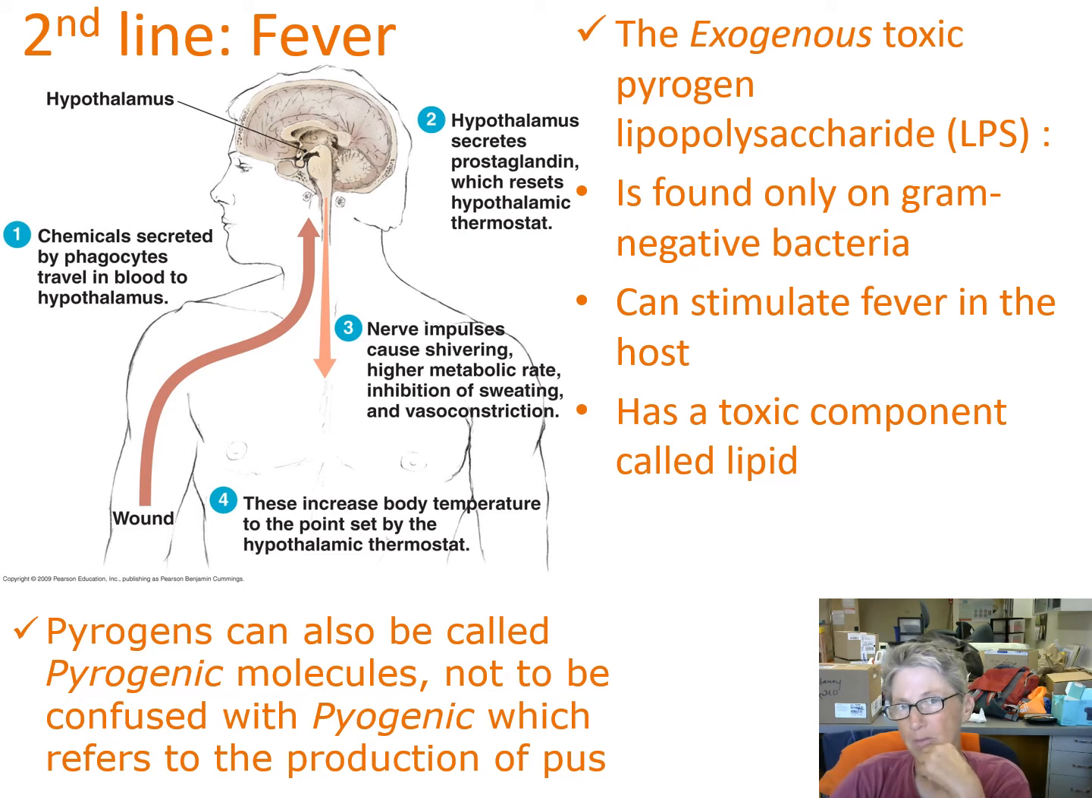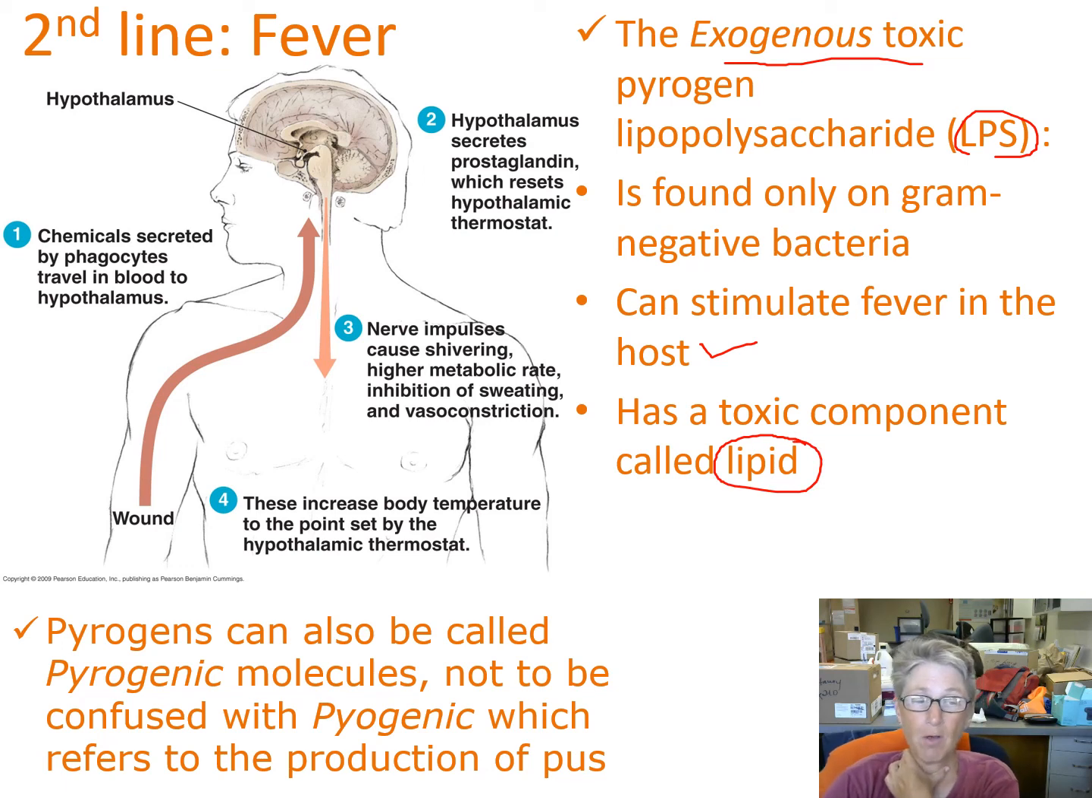We just talked about this, the exogenous toxic pyrogen, LPS. I told you it's found only on gram-negative bacteria. It can stimulate fever in the host, that's you, if you have a gram-negative bacterial infection. And then that LPS, the lipo part is the toxic component of LPS.